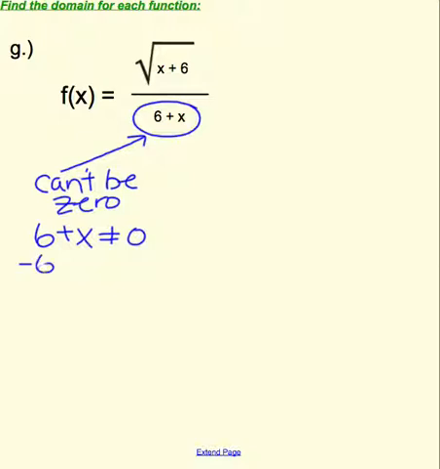Now let's figure out what x would equal. So let's subtract 6 from both sides, and we get x cannot equal negative 6. If I throw a negative 6 right there, 6 plus a negative 6 is 0. So there's my first, what we call a domain restriction.